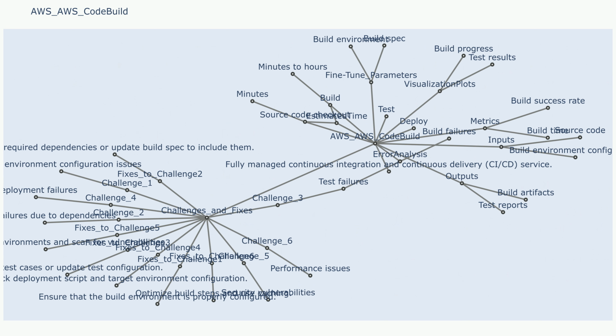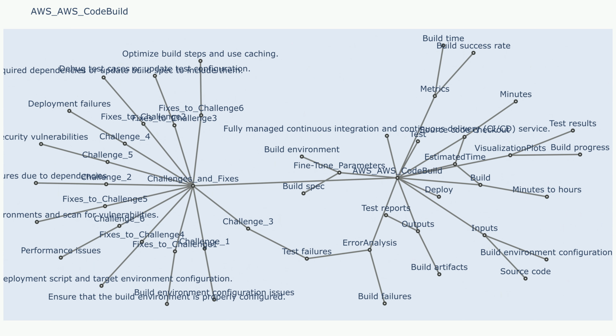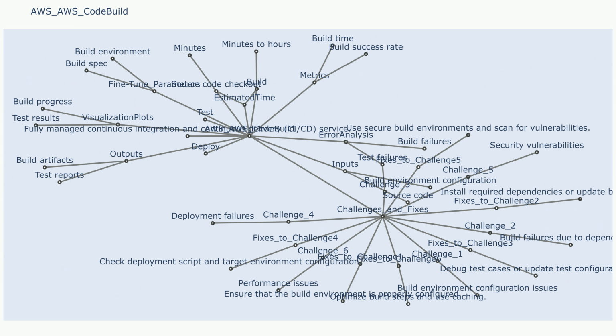Buildspec file. Purpose: to define the build process and instructions for CodeBuild. Explanation: the buildspec file is a YAML file that outlines how CodeBuild should build your application. It contains instructions for steps like fetching dependencies, compiling code, running tests, and deploying your application. The buildspec file provides a clear and structured way to automate the build process.